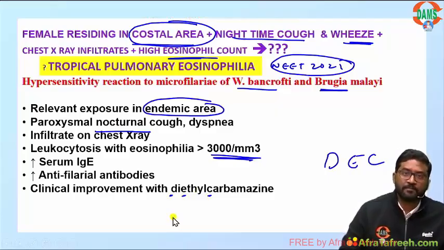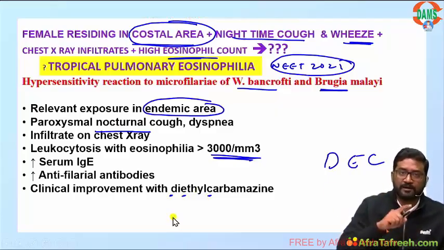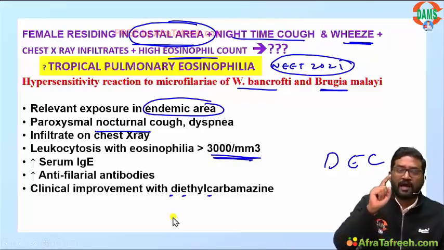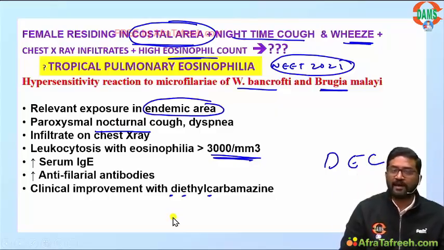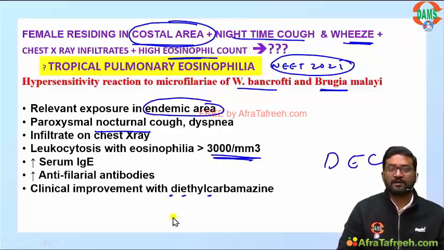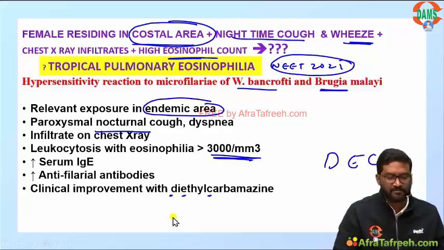See, in ABPA the patient will already be having asthma, and typically central or proximal bronchiectasis will be there. And in ABPA you find Aspergillus specific IgE. So the final diagnosis for ABPA is Aspergillus specific IgE. That you don't find here. You find antifilarial antibodies here.